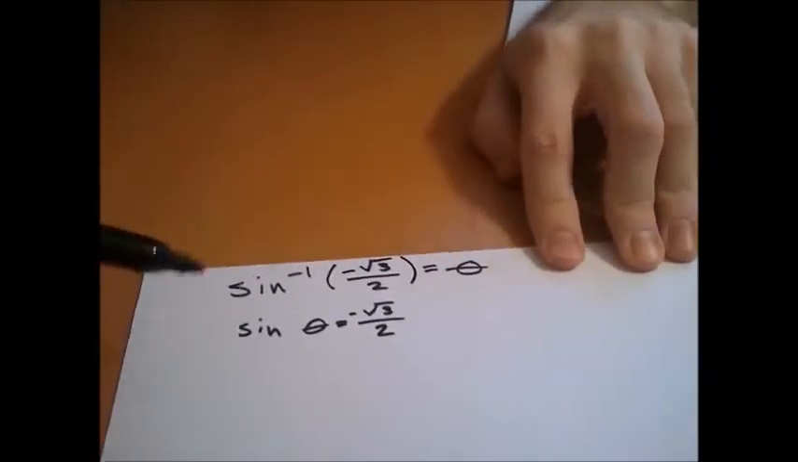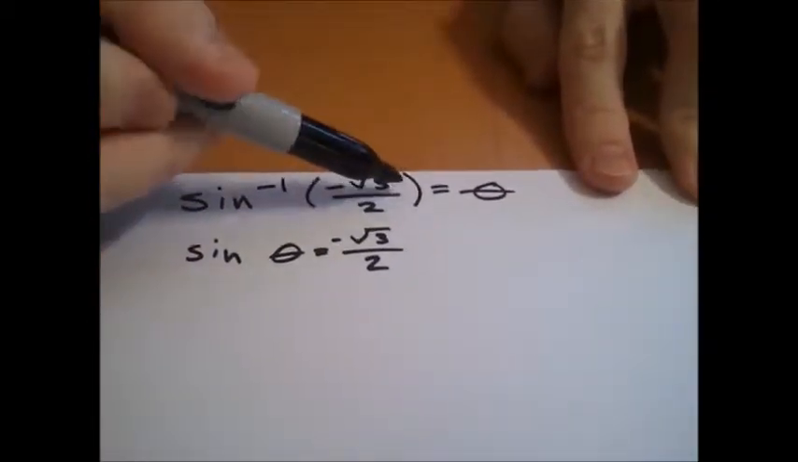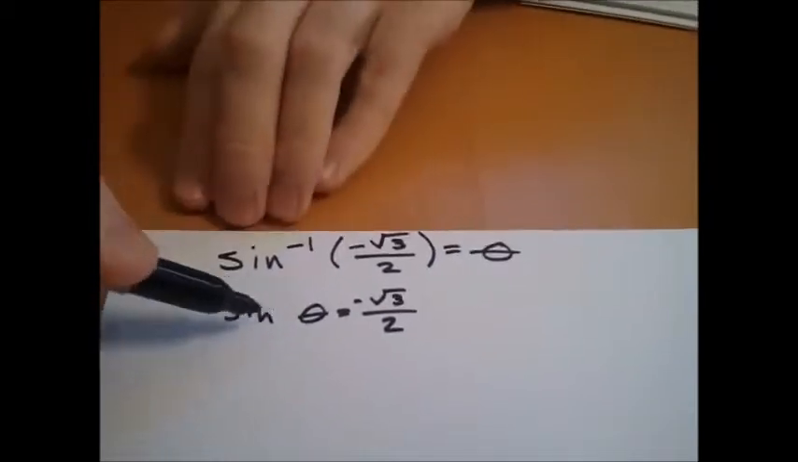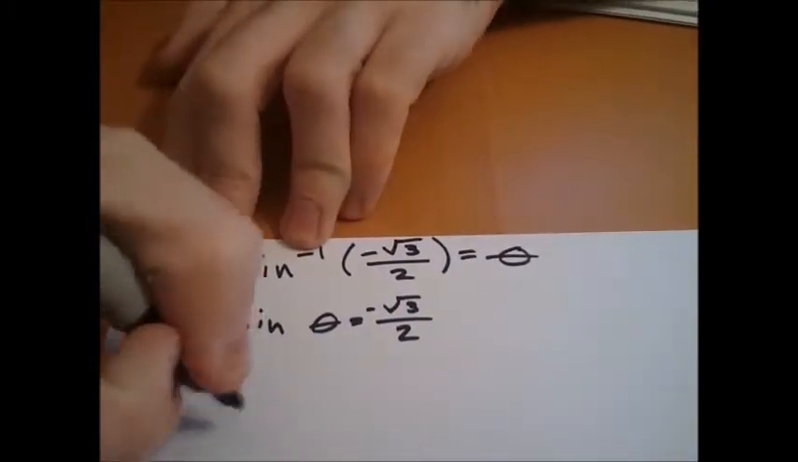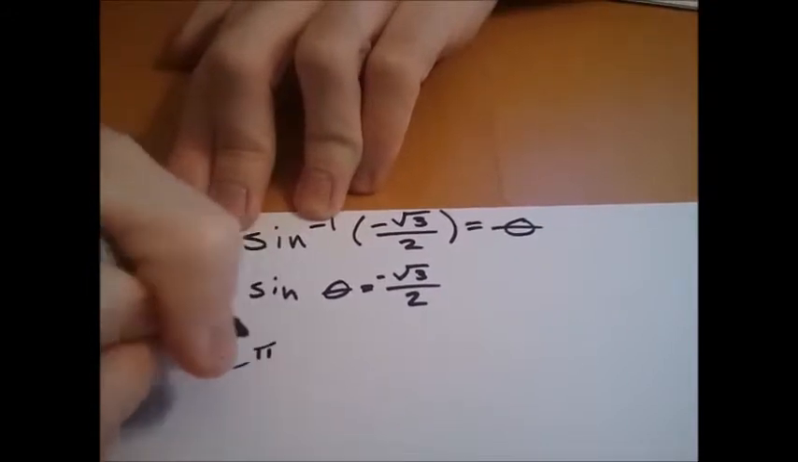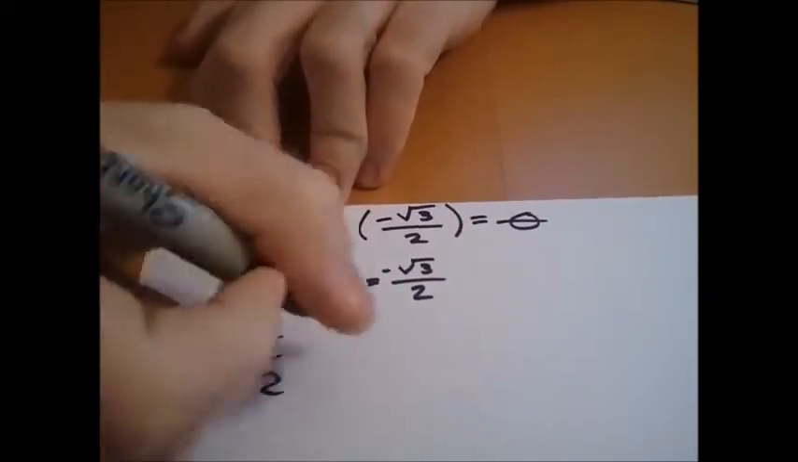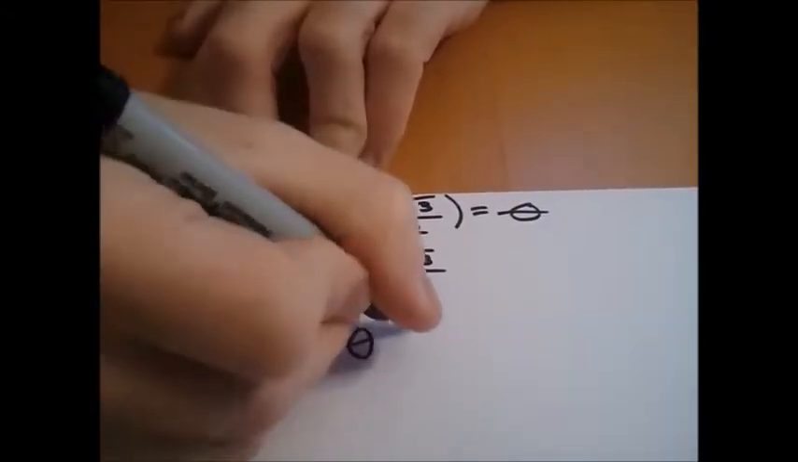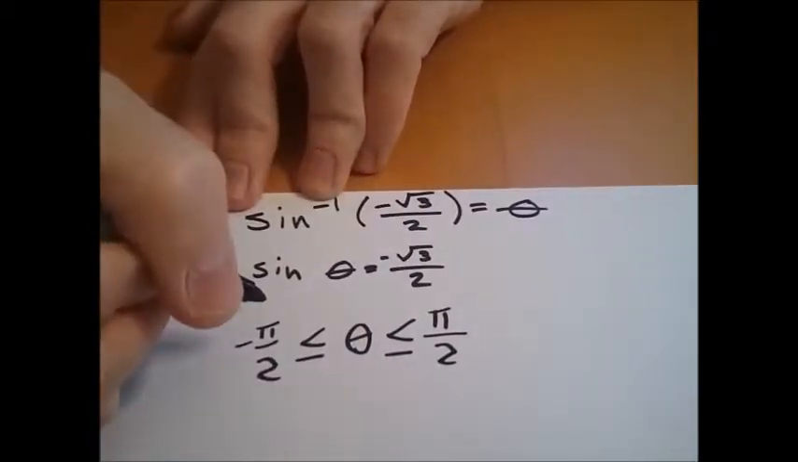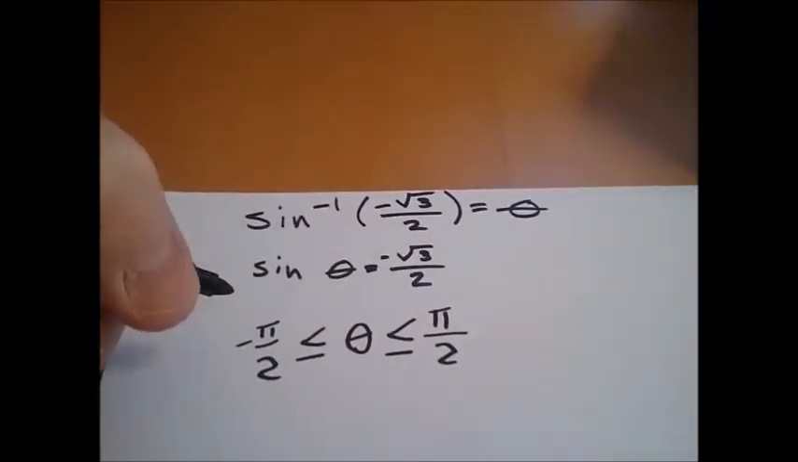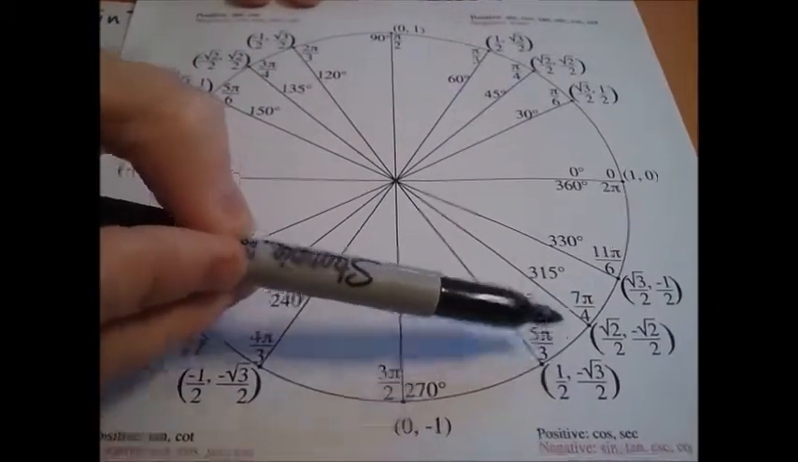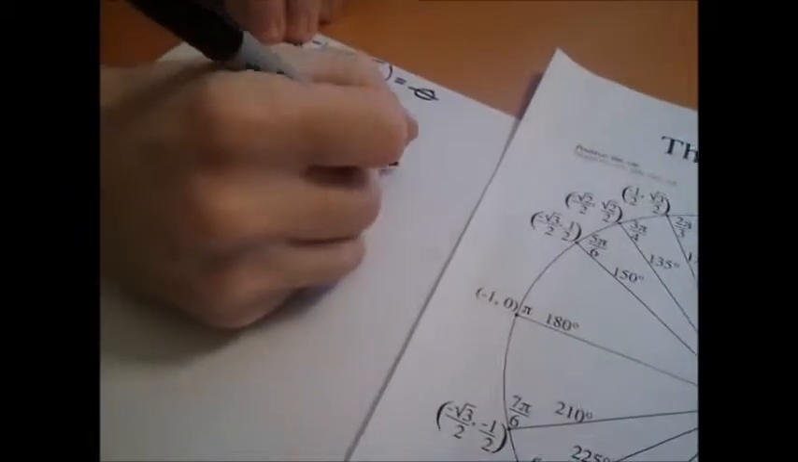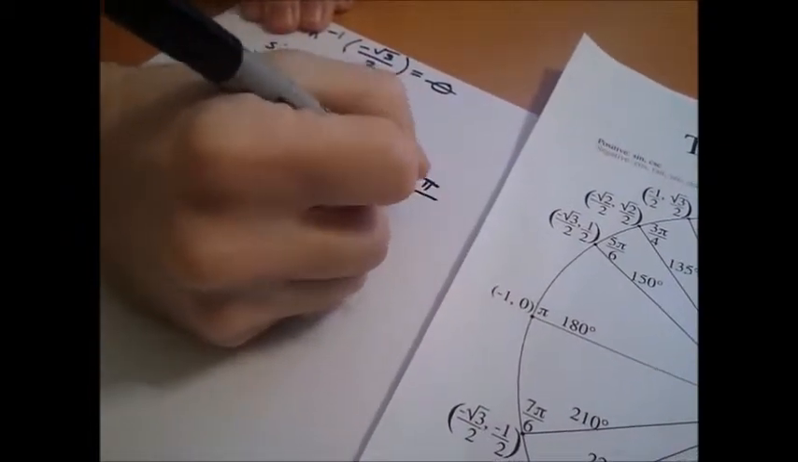Okay, so inverse sine of negative square root of 3 over 2 equals theta. We can treat this like sine of theta equals negative square root of 3 over 2. Again, we've got to bound this with negative pi over 2 is less than or equal to our theta, less than or equal to pi over 2. We go to our unit circle, and we can find this guy pretty quick. Negative square root of 3 over 2. Well, we see 5 pi over 3.